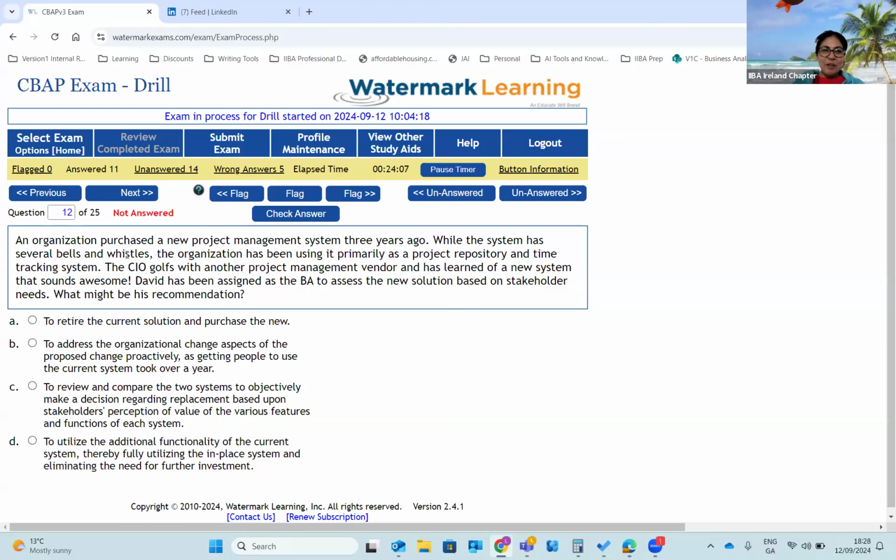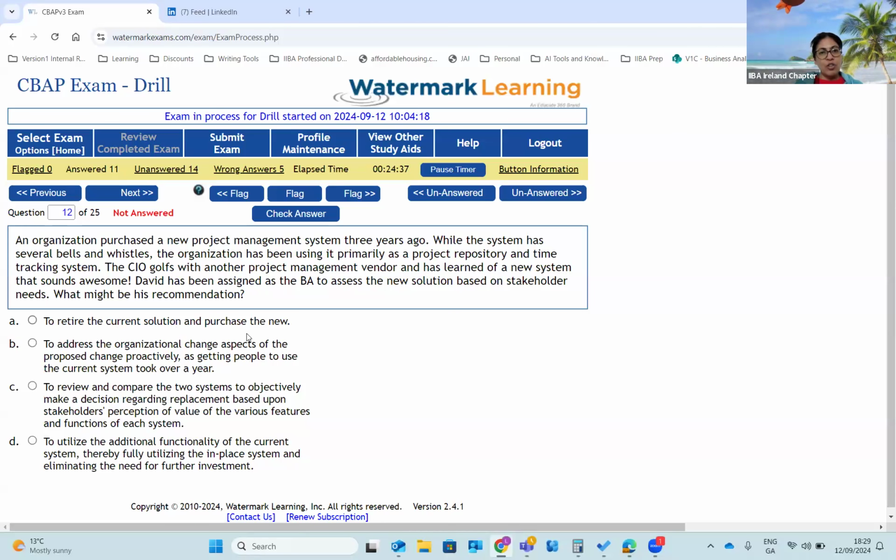Okay, an organization purchased a new project management system 3 years ago. While the system has several bells and whistles, the organization has been using it primarily as a project repository and time tracking system. The CIO goes with another project management vendor and has learned a new system that sounds awesome. David has been assigned as a BA to assess the new solution based on stakeholder needs. What might be his recommendation?